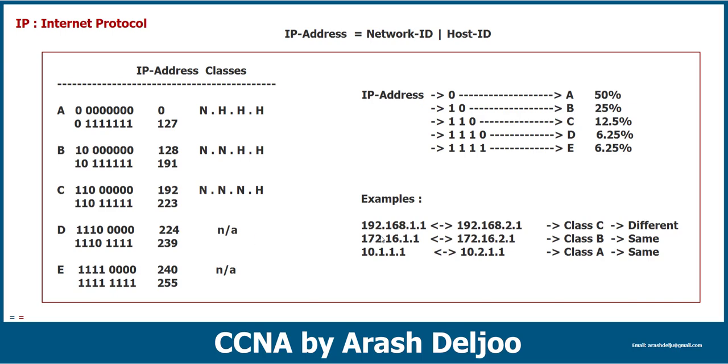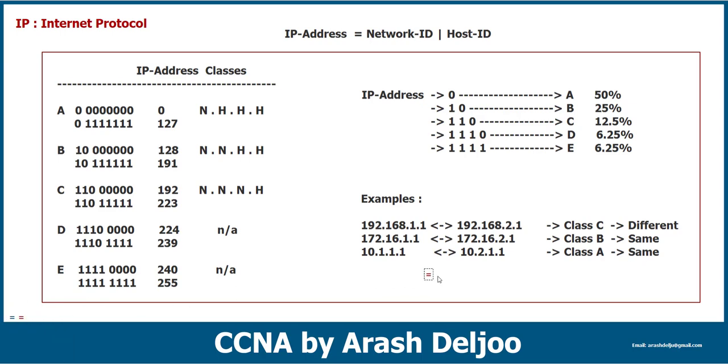After that, the second example, 172.16.1.1, 172.16.2.1. As you can see, 172 means this IP address is residing in class B, okay? And in class B, we need to compare the first 2 octets. 172.16 with 172.16 gives us the result that these 2 IP addresses are residing in the same network. And finally, 10.1.1.1, 10.2.1.1. 10 is residing in class A, okay? And because of that, only the first octet should be compared, and the first octet is the same. Because of that, these 2 addresses are residing in the same network.